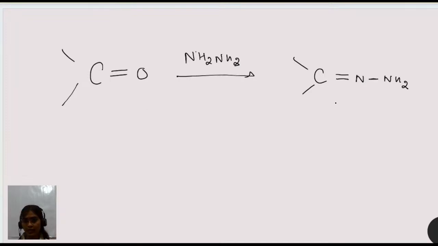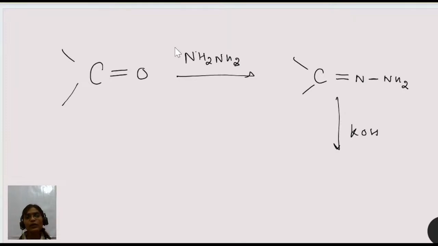In the second step, we are going to use KOH. KOH means any base, like in a naming reaction. Be noted, we can use any base here, but since this is a naming reaction, the Wolff-Kishner reduction, we can't change the reagent. So in this case we have to use KOH.